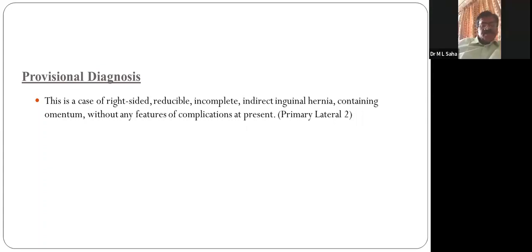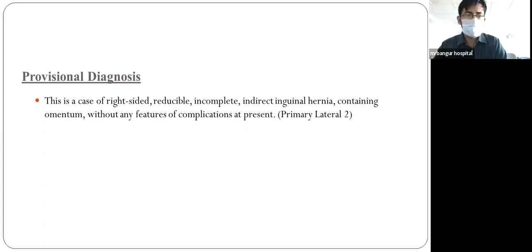Yeah, give the diagnosis. My provisional diagnosis is this is a case of a 68-year-old gentleman with a right-sided reducible incomplete indirect inguinal hernia containing omentum without any features of complications at present, which, using the European Hernia Society classification, I would like to provisionally classify as a PL2.